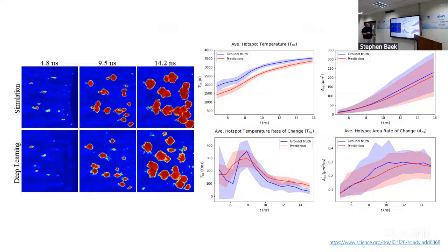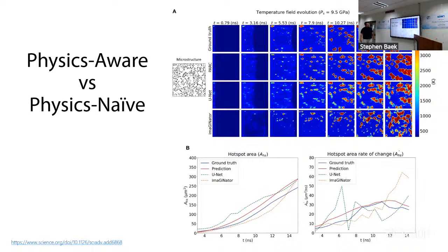Quantitatively speaking, in terms of the average temperature of the hotspots, average area of the hotspots, and their growth rate, we can see that the ground truth and the prediction are in very good agreement in general.